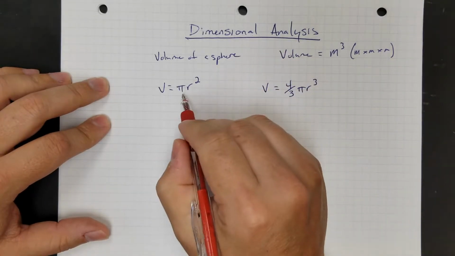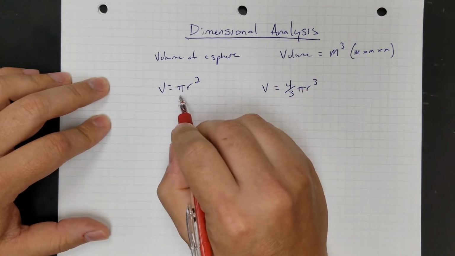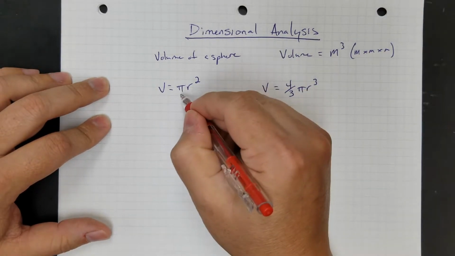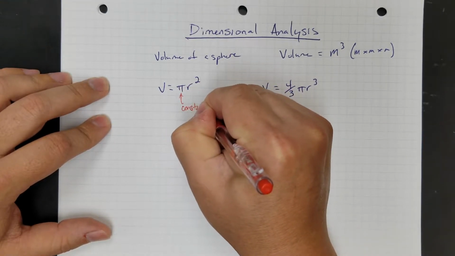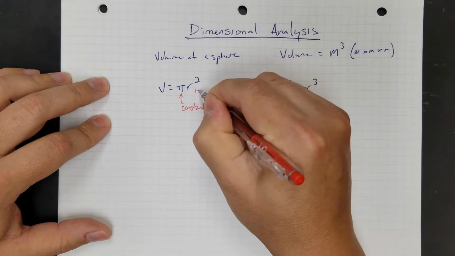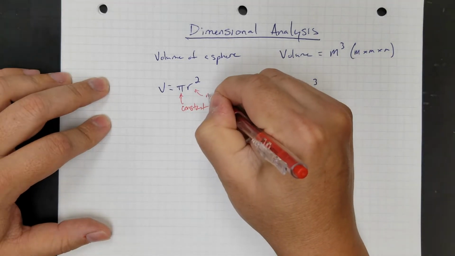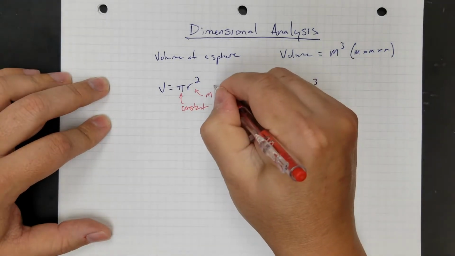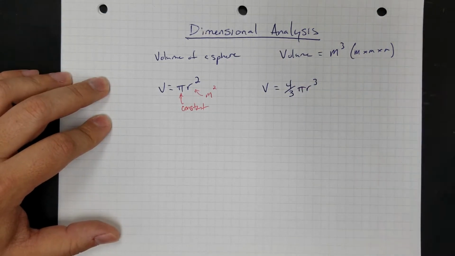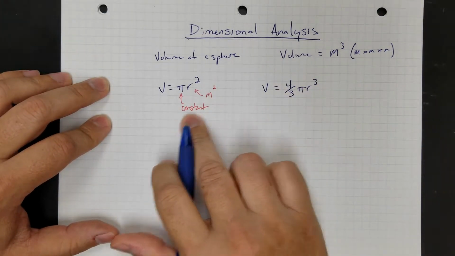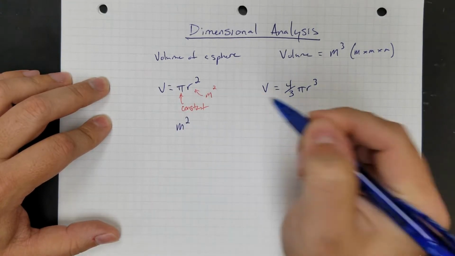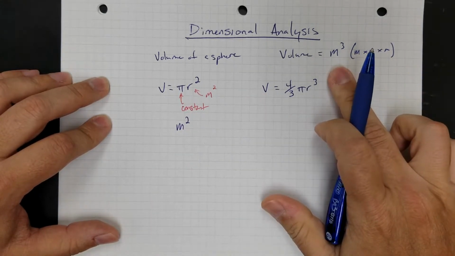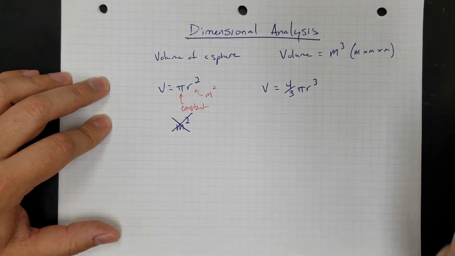So let's start with this one. So pi is a dimensionless unit, right? It's a constant, so this doesn't have any units. And r squared, r is measured in meters, right? So that's meters squared. So when I look at this one, a constant times meters squared, that means my units here are going to be meters squared. Volume's in meters cubed, right? So I know that's not correct.